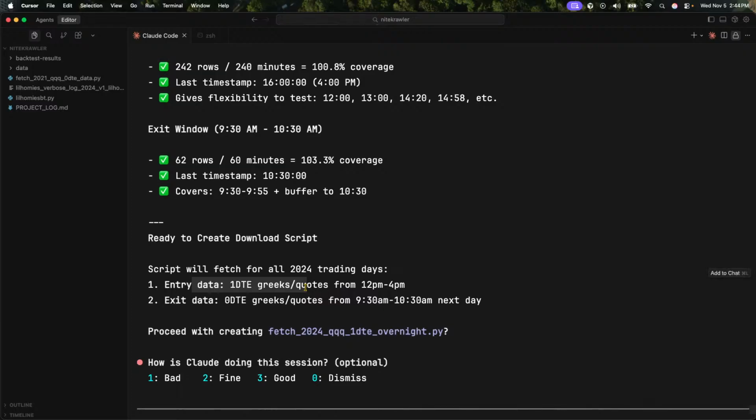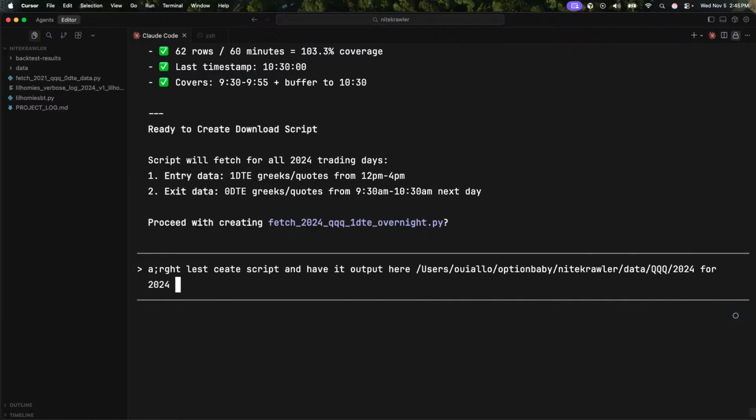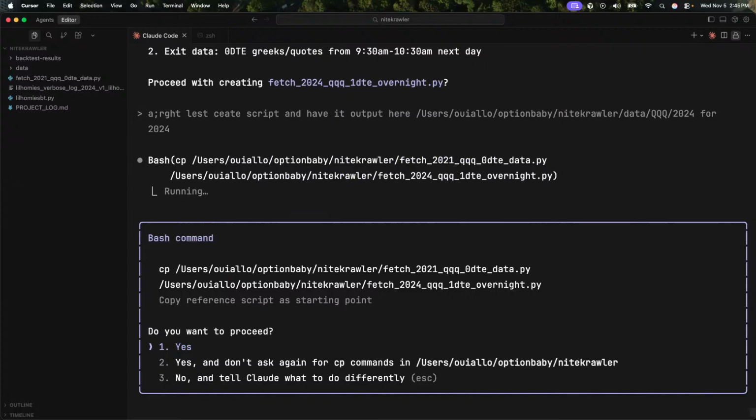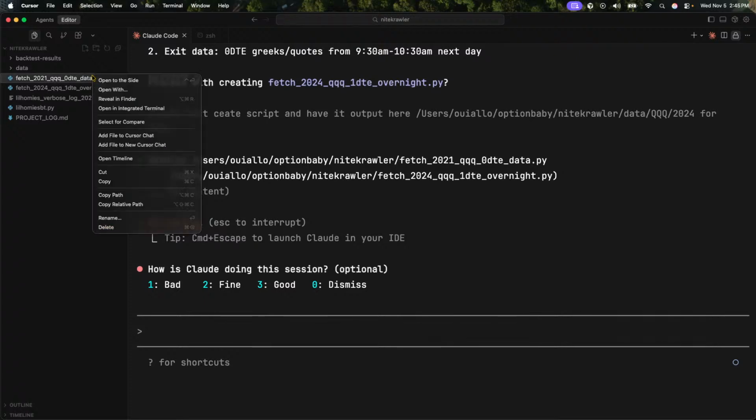This is going to be a little bit quicker. I'm not going to hold you. And then exit data the next day. Okay. For 2024. I'll organize it later. I was gonna have it do calls, puts, but I'll organize that later. Don't worry. Copy a little reference point, then I can delete this.